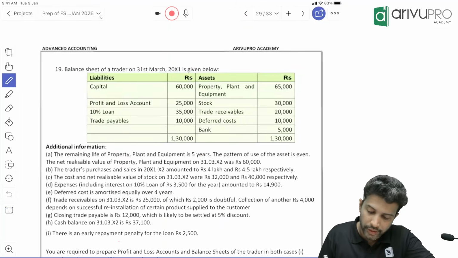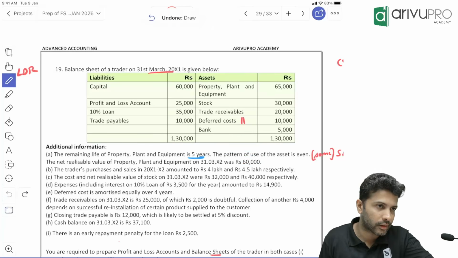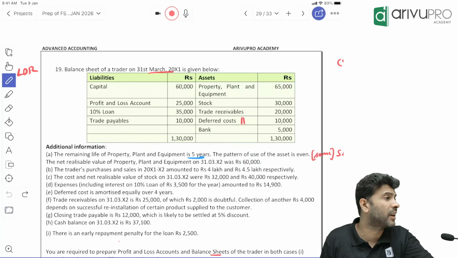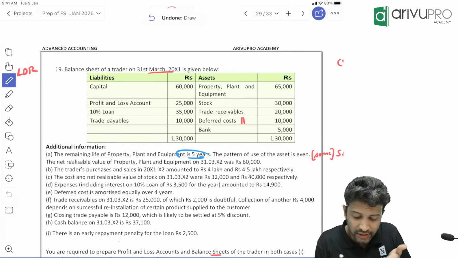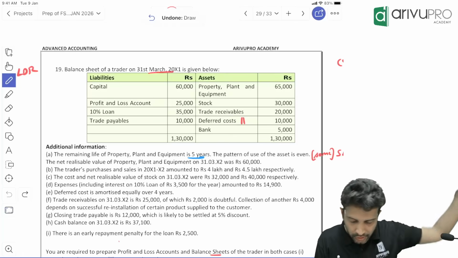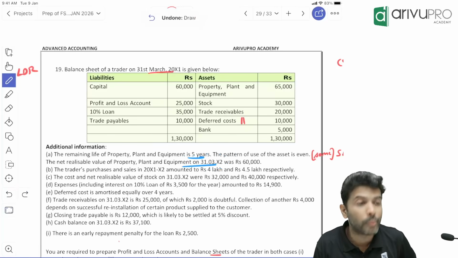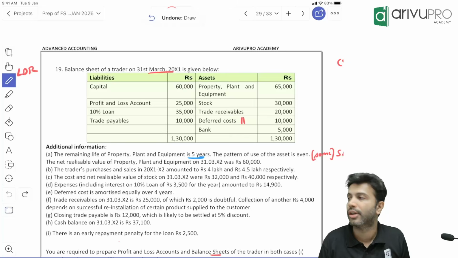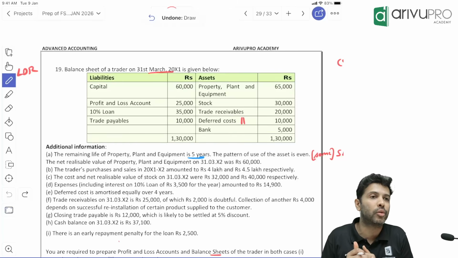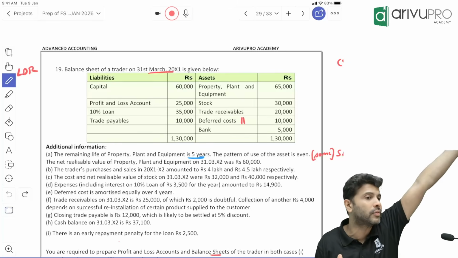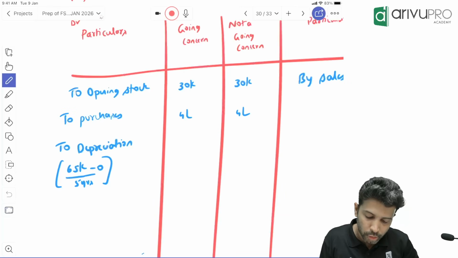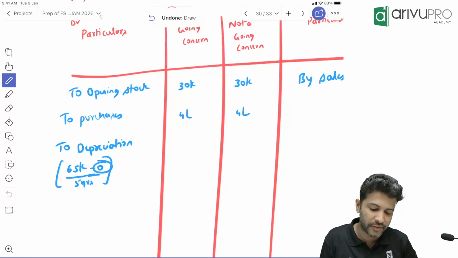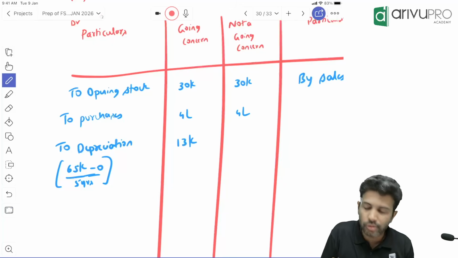Sir, don't take 60,000 as a residual value. Prabhu, residual value means the asset value at the end of useful life. Will the asset end now or after 5 years? This is the realizable value now. If you sell the asset today, you will get 60. We don't want today's realizable value. We want residual value at the end of the useful life, meaning after 5 years. Is that given? Not given. So assume 0. Carrying amount 65, residual value 0, divided by remaining life 5. 13,000 will be the depreciation.